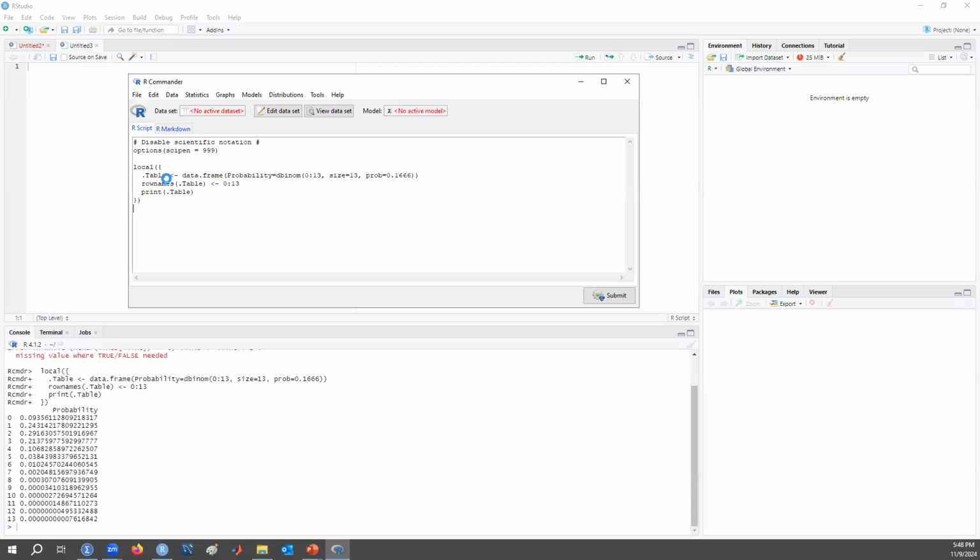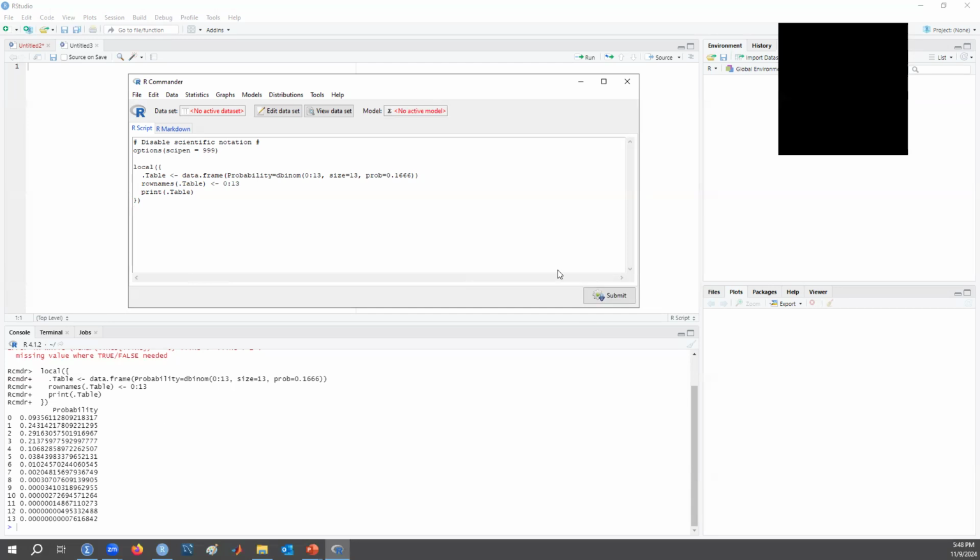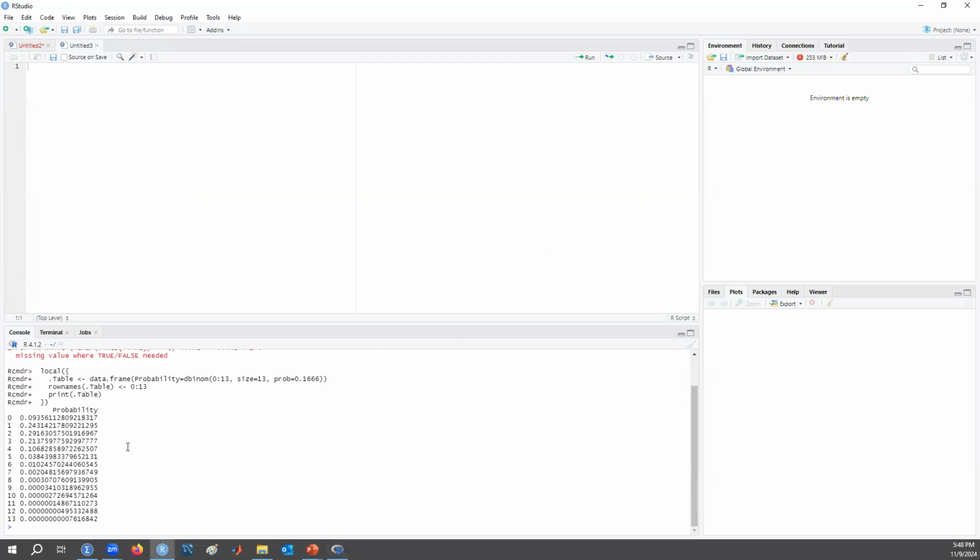So this is the code that RCommander has assembled and is running for us. And the output related to that code is right here in the R console. We'll talk about how to break down this output to discern what the answer is to your inquiry. But let me go back now to the lecture slides.